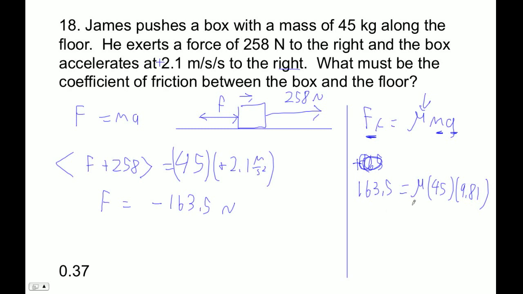Okay, now we're set. Now we can find mu. Divided by 45, divided by 9.81. And I'm getting that mu is, ooh, that's cool, 0.370 repeating. With two sig figs, it's 0.37.